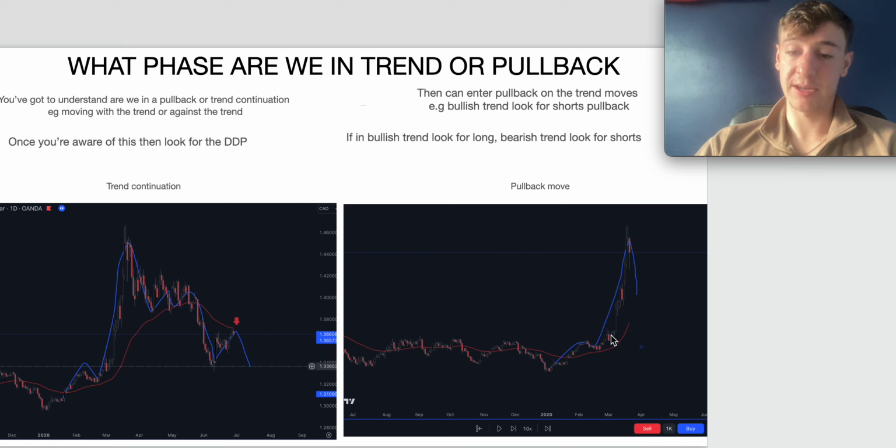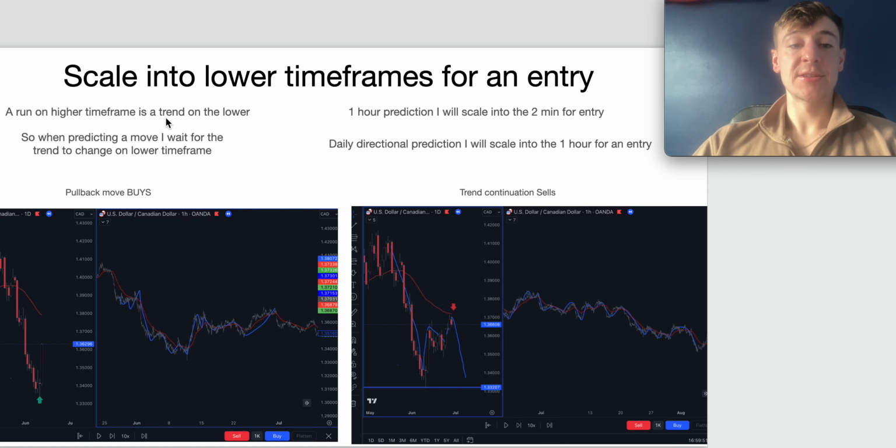Same with this example. If we're overextended, maybe at a key level or key price, at a higher price, we're likely to see some profit taking, and we want to look to short from here. We predict, okay, it closed like this, the next day we're predicting it to go lower, then it's how do you get into the market. So this is where scaling into the lower time frames occurs.